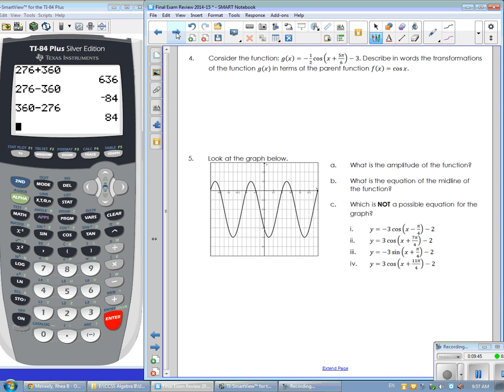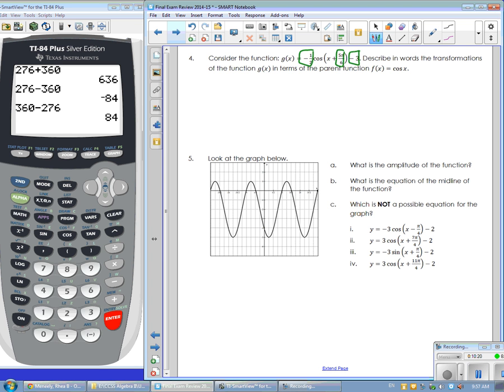Numbers 4 and 5 get back into graphing of trig functions. In number 4, it says to consider the function g of x, which is equal to -1/2 times the cosine of x plus 5 pi over 6, minus 3. It says to describe in words the transformations of the function g of x in terms of the parent function f of x equals the cosine of x. So we have a couple things going on here. I've got this -1/2 out in front, I've got this x plus 5 pi over 6 on the inside of those parentheses, and I've got this minus 3 on the outside. So let's deal with each of these terms individually.